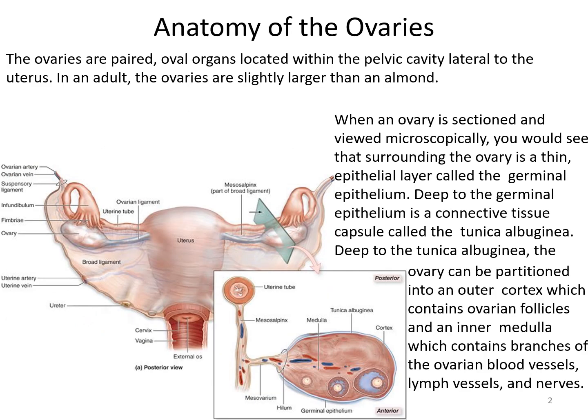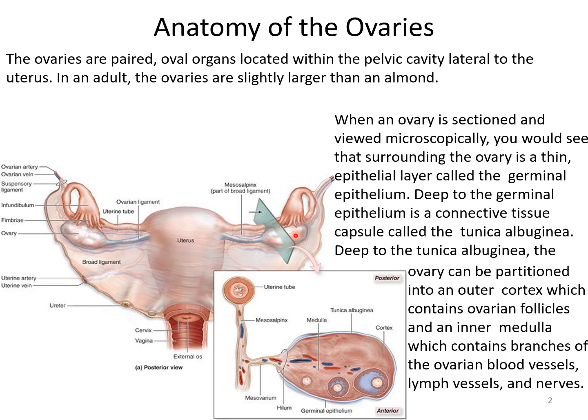All right, so let's look at the anatomy of the ovaries. The ovaries are paired oval structures, roughly the size and shape of an almond, and they sit lateral to the uterus. So here's your uterus here, and out here are your ovaries. There's one, and there's two.